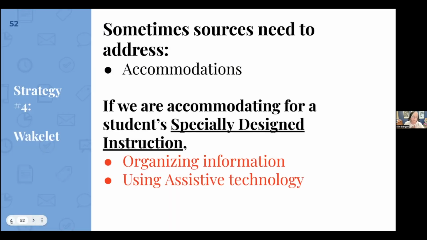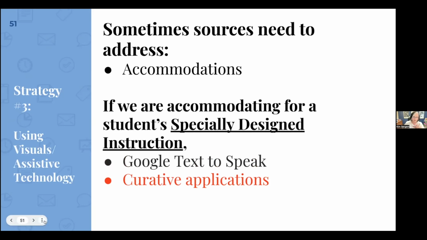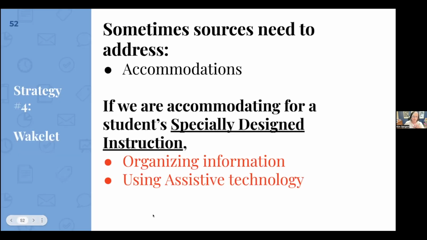This is the thing I mentioned at the beginning, that sometimes we can use an app or whatever it may be to organize that information. I'm going to take that one out for you before I put it into the thing. So now I'm going to look at a curative application, as I saw it phrased in an article. And this is called Wakelet. Some of you will absolutely love this.